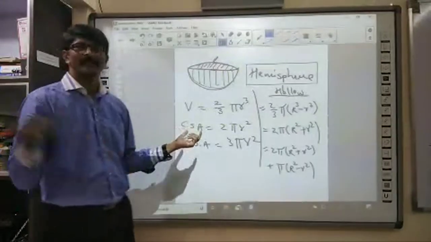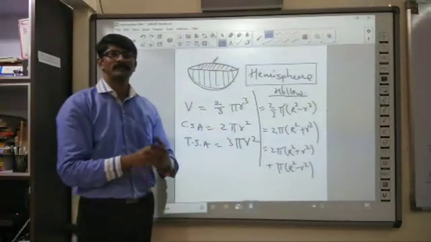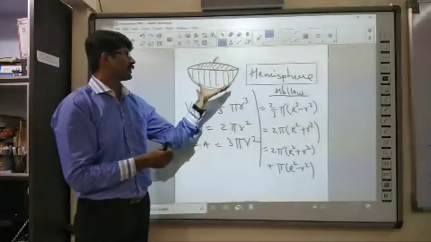So the curved surface area, again, will be half of 4 pi r square. So what is half of 4 pi r square? It is obviously 2 pi r square, because it is just the half portion.